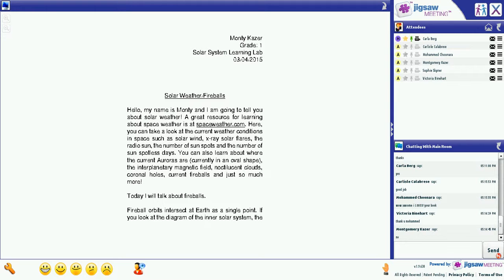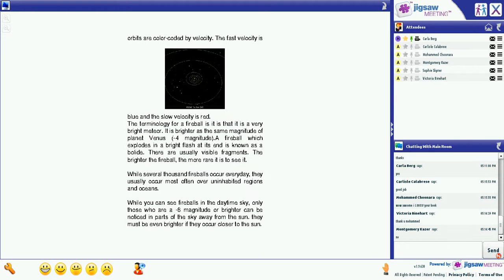Today, I will talk about fireballs. Fireballs' orbits intersect at Earth at a single point. If you look at the diagram of the inner solar system, the orbits are color-coded by velocity. It's a little hard to see here. The fast velocity is blue, and the slow velocity is red.